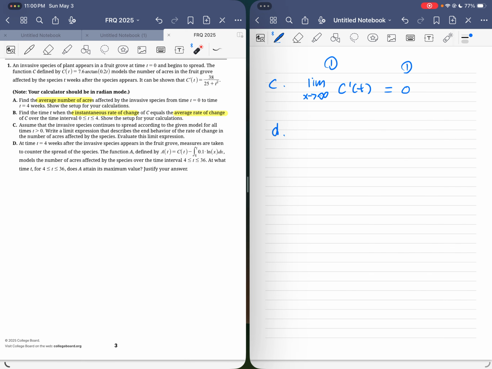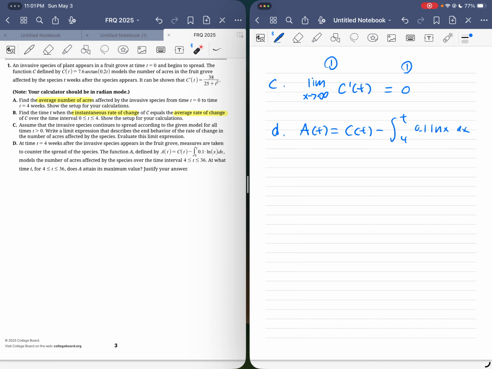Now let's go over D. At time equals 4 after the invasion, a function f is defined by this, which models the number of acres affected by this one. At what time t does it attain its maximum? Okay, so that's a new one. Let me write it down. A of t equals C of t minus the antiderivative from 0 to t of 0.1 natural log of x dx. It's a new one, so I might have to set up something new. Actually not.